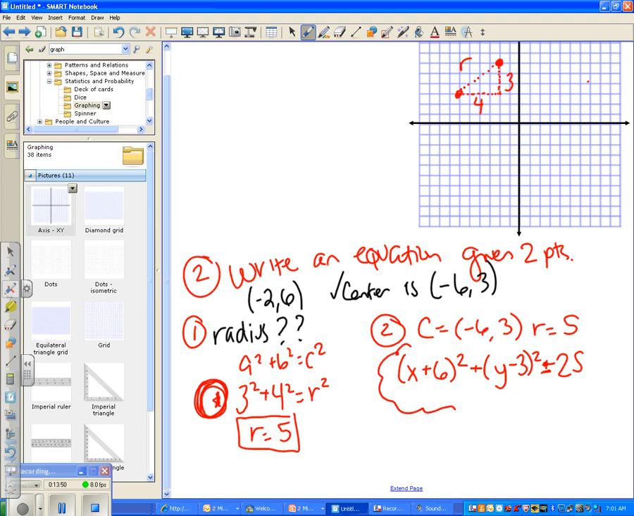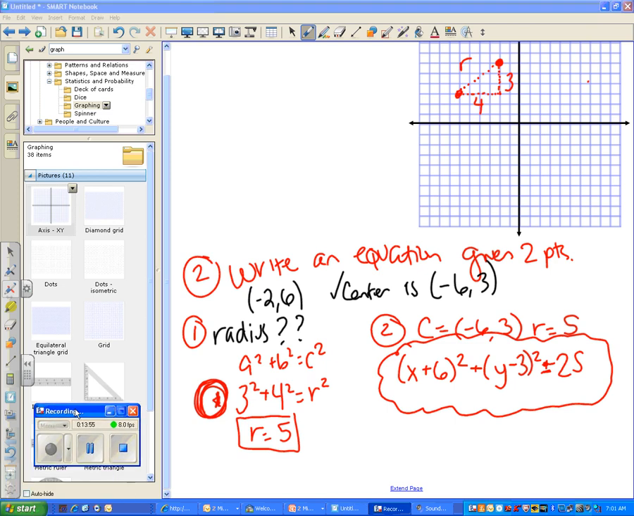All right, so that's the last section, and you guys rock, and now you know the equation of a circle, and you know how to graph circles.